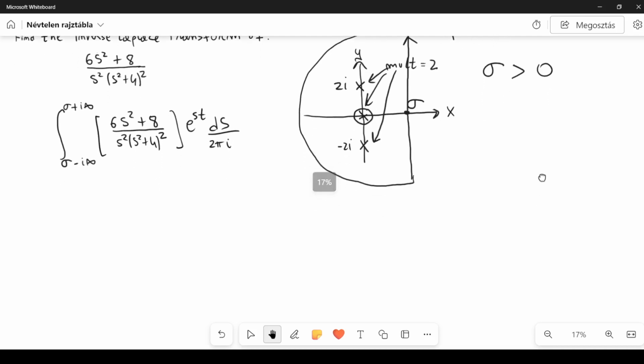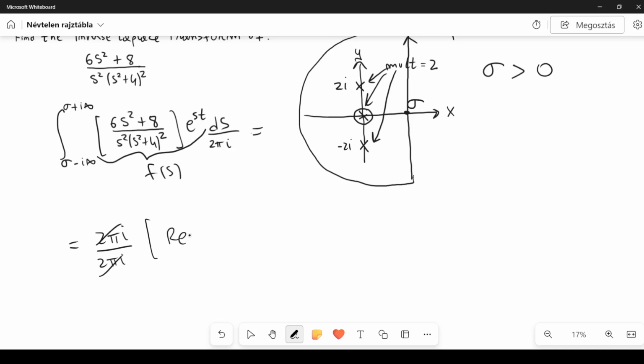And now at this point, we can resort to the residue theorem, and we can say, okay, so if we call this function f(s), this would be equal to 2 pi i, and then we have another factor of 2 pi i, so we have to divide by 2 pi i, so we get 1.